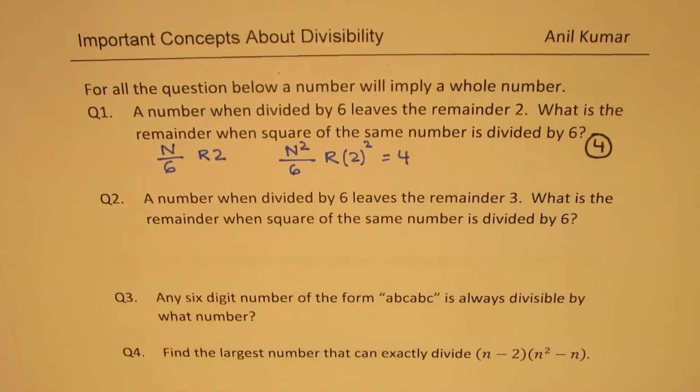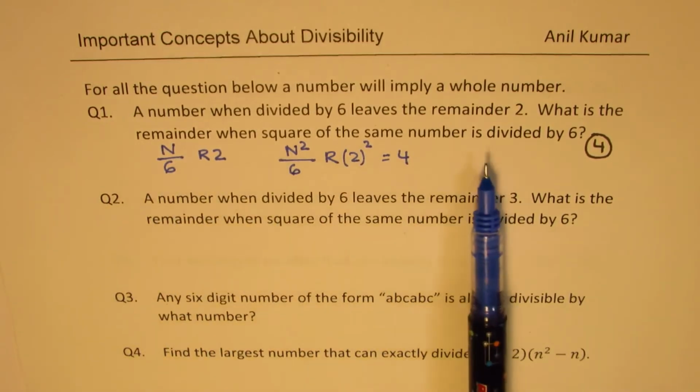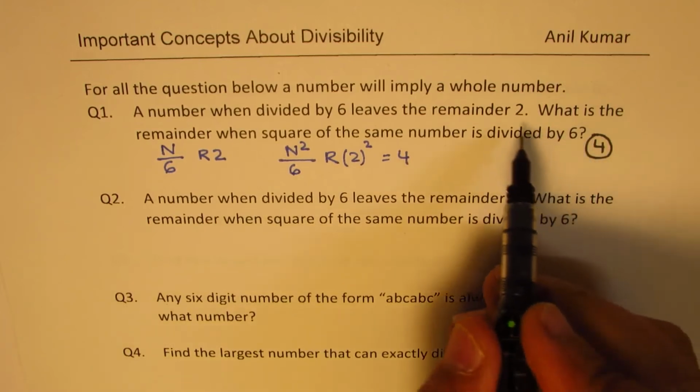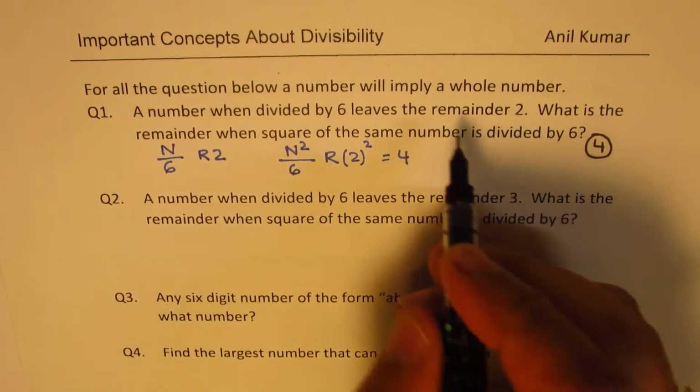Correct? What you can also do is, you can take some number physically, right? So you can take an actual number. Remainder is 2. So 2 more than 6 is 8.